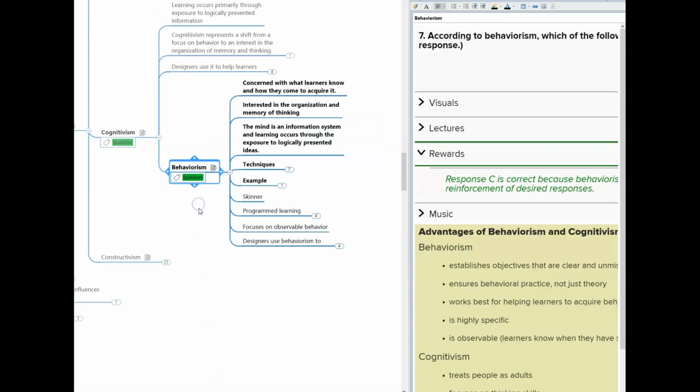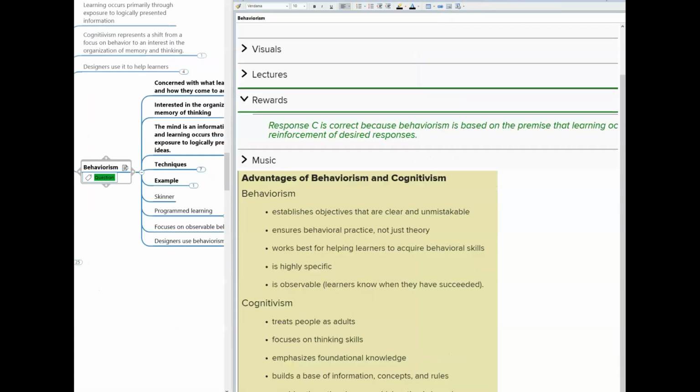And finally, behaviorism. Let's go back to that for just a minute. We're going to look at the advantages of behaviorism again. Establishes objectives that are clear and unmistakable. Ensures that behavioral practice is a practice, not just a theory. It works best for helping learners to acquire behavior skills. It's highly specific and observable. Learners know when they've succeeded.